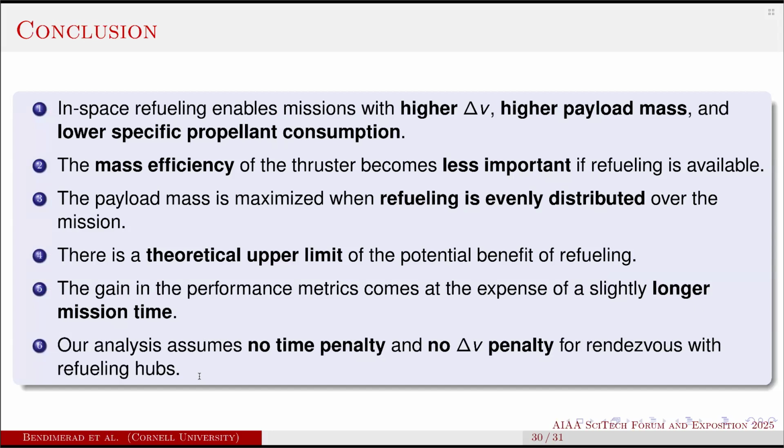Finally, this analysis assumes no time penalty and no delta V penalty for rendezvous with refueling hubs, and this should be considered in future work.